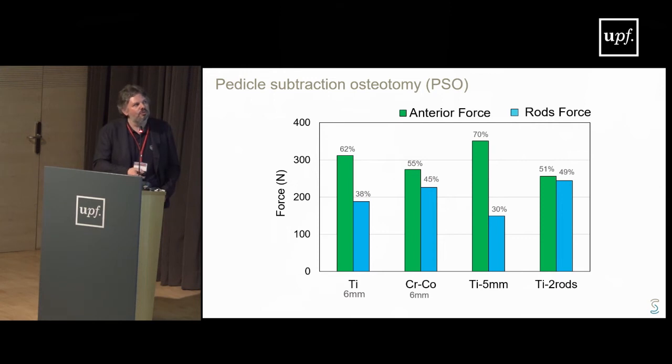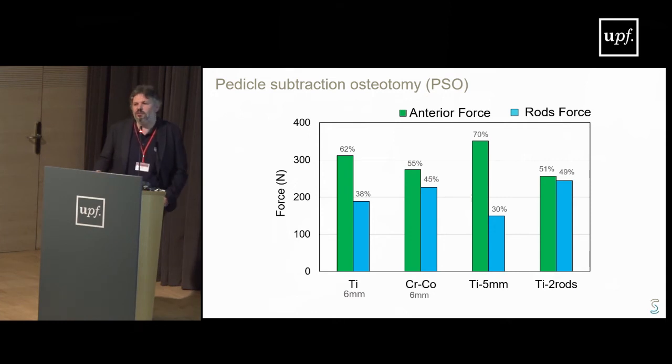So it's very positive to see that the big part of the load will go through the anterior spine. And of course, you can see there is some effect of the diameter of the rods. If we have a smaller rod, we have an increase in the anterior part, which makes sense. If we have double rods, we have a decrease of the load in the anterior part and an increase of the load on the rods.